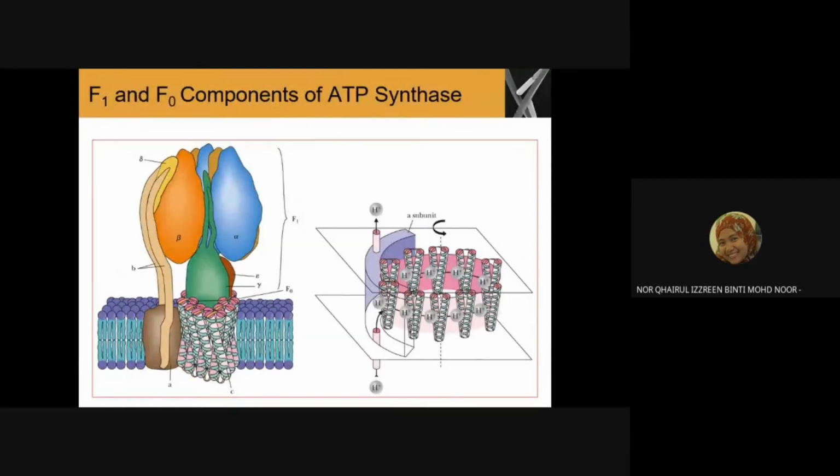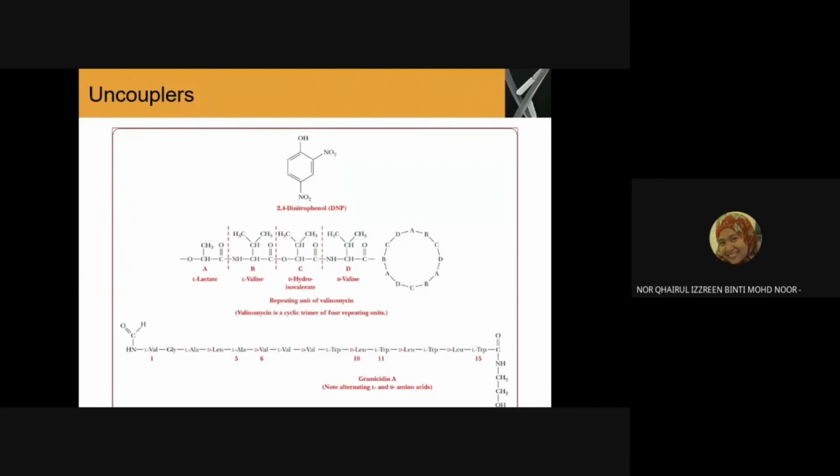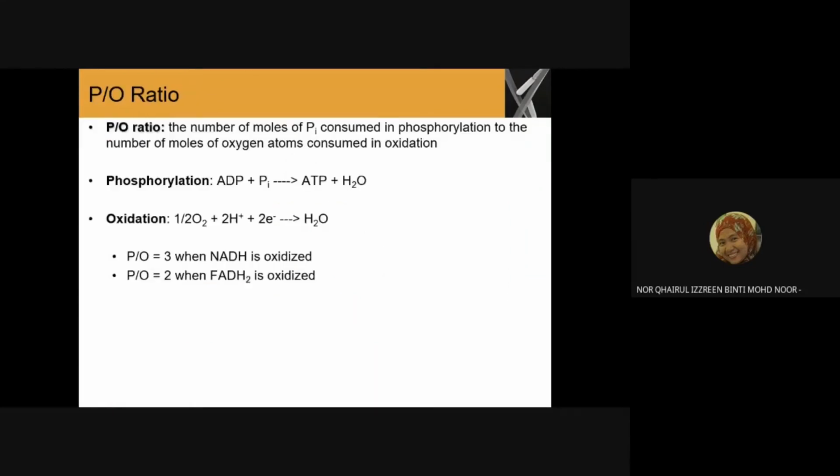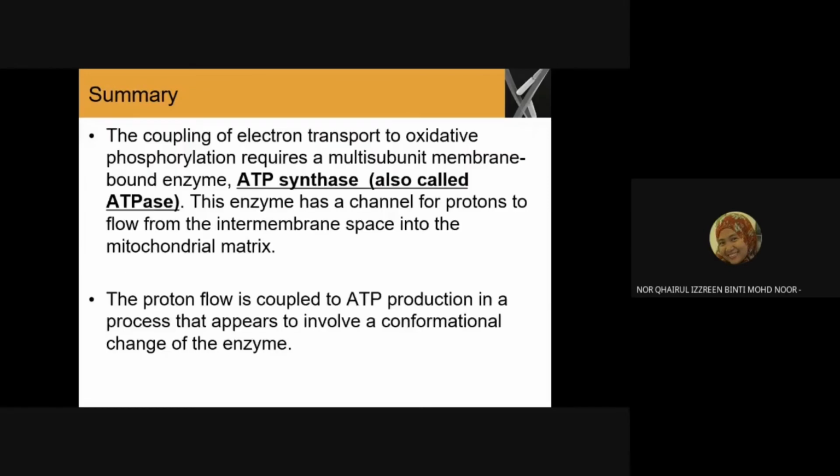So these are the components of ATP synthase. It consists of the F1 and the F0 component. Here, this is the F1. And this is the F0 of ATP synthase. And this is 2,4-dinitrophenol, an example of an uncoupler here.